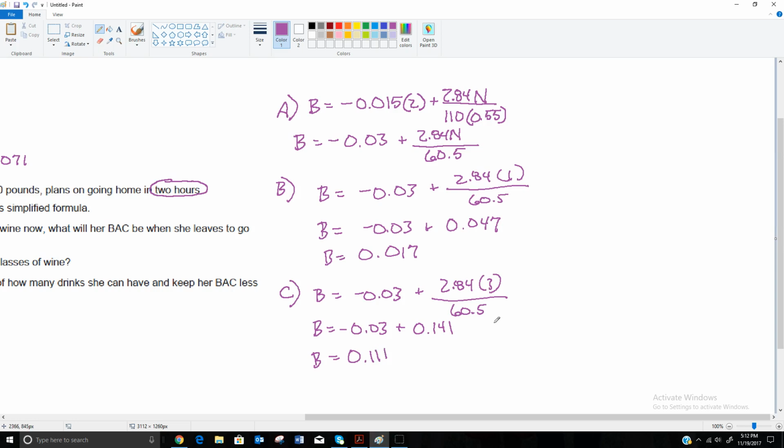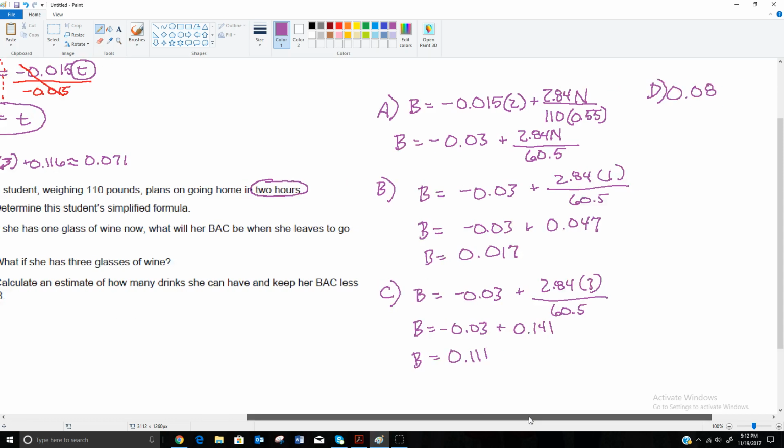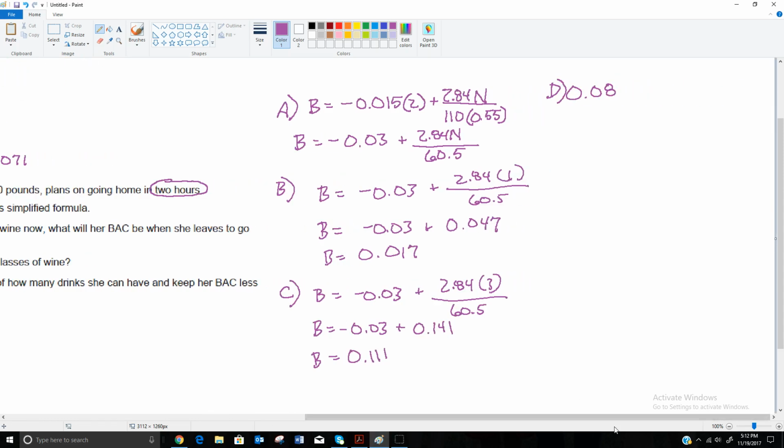So the last question it asks is, okay, well, if she's above the legal limit at 3, and she's below the legal limit at 1, how many can she have? Let's put in the legal limit of 0.08. That's what it asks. It says, calculate and estimate how many drinks she can have and keep her blood alcohol content at 0.08, still leaving after 2 hours, not changing any of that.